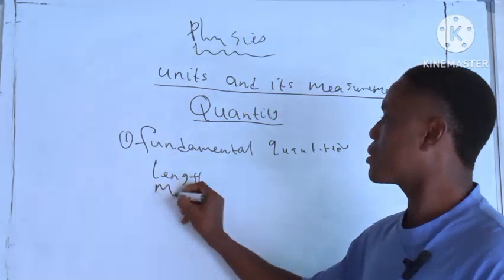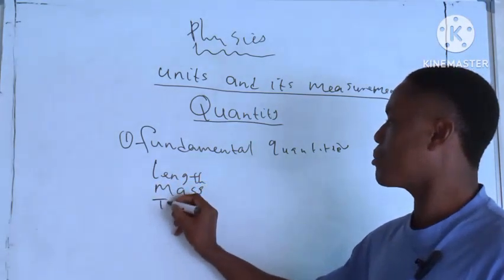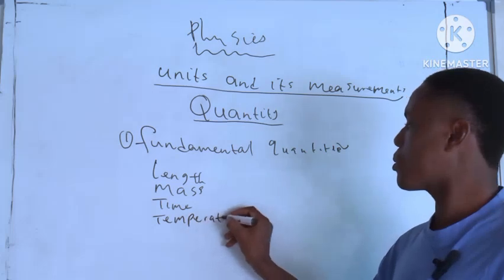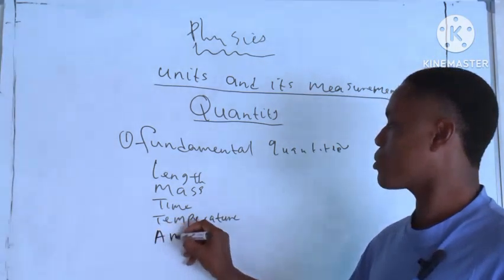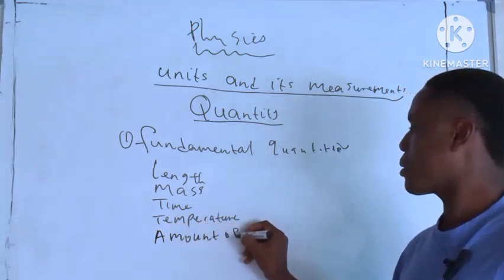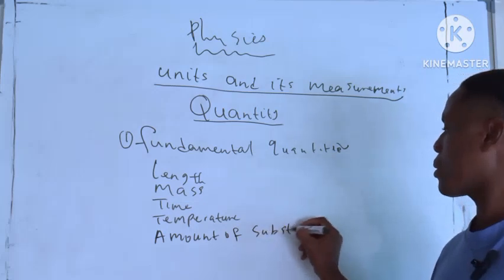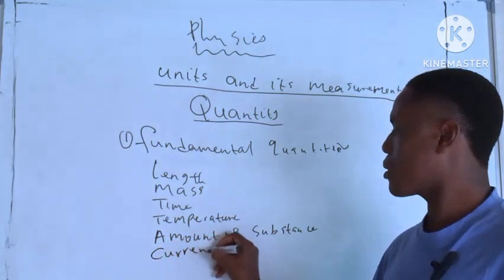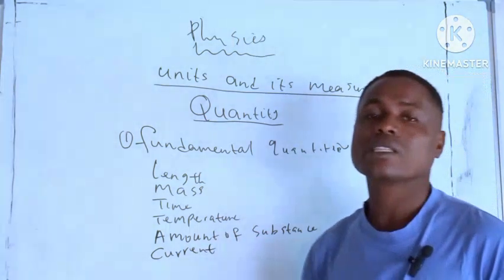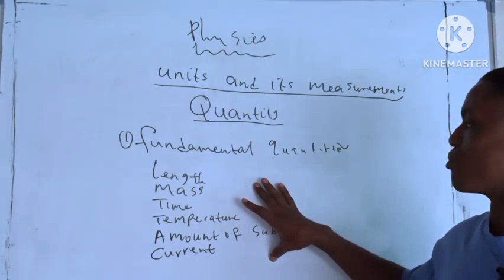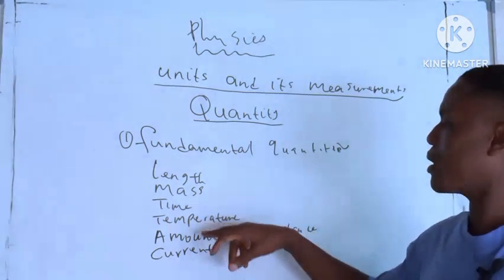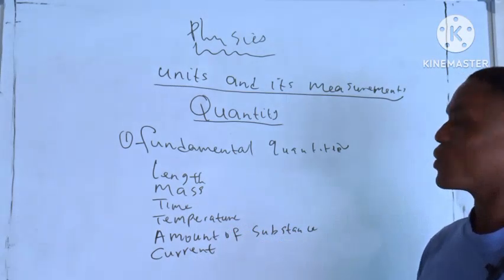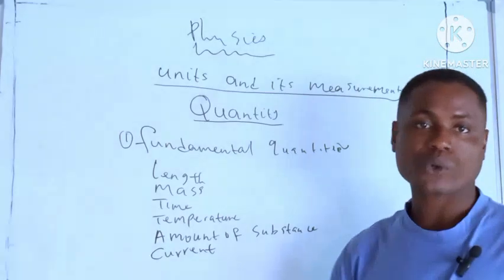Next, we have mass, we have time, we have temperature, we have amount of substance, and we have current. Are you getting it? So these are the few examples of fundamental quantities. We have length, mass, time, temperature, amount of substance, and current. Now, you can easily write down the units of these fundamental quantities, right?